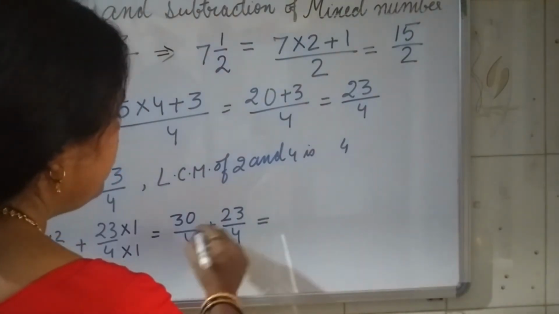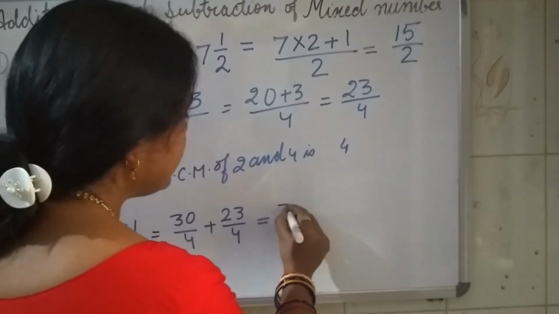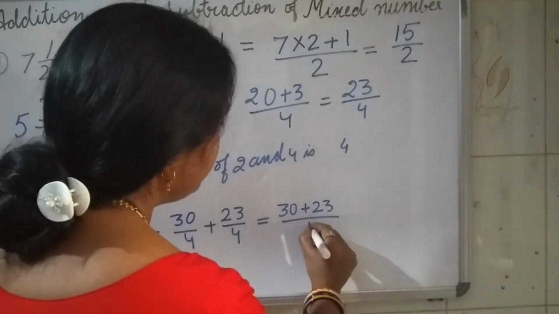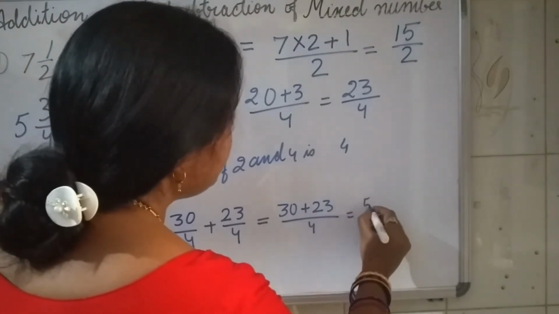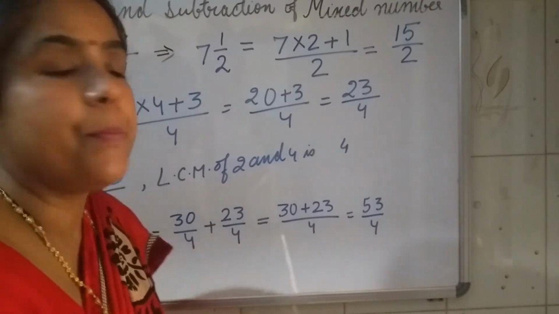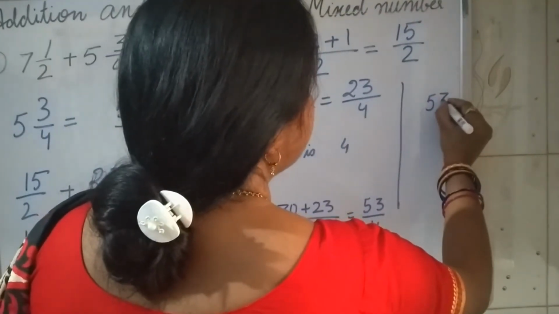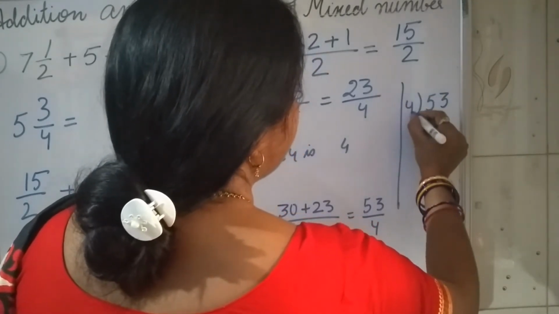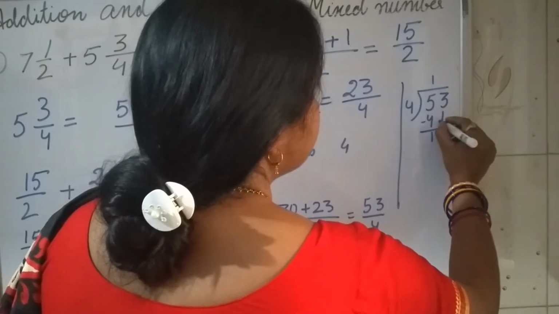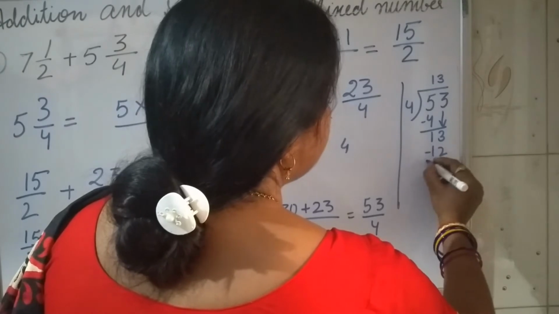Okay. Now the denominators are the same, it means it is a like fraction. So sum of numerators, 30 plus 23 upon 4. This is 53 upon 4. Now 53 upon 4 is an improper fraction. So same process, we have to convert it into the mixed number. 53 will be divided by 4. 4 1s are 4, minus 1. This 3 will come down. 4 3s are 12, minus, this is 1.